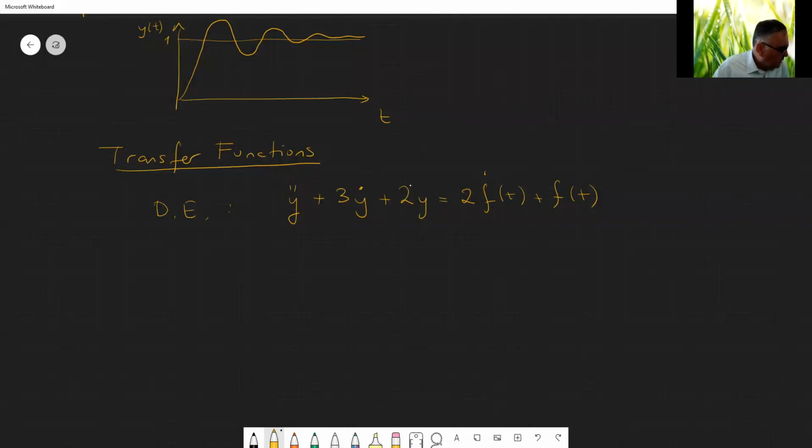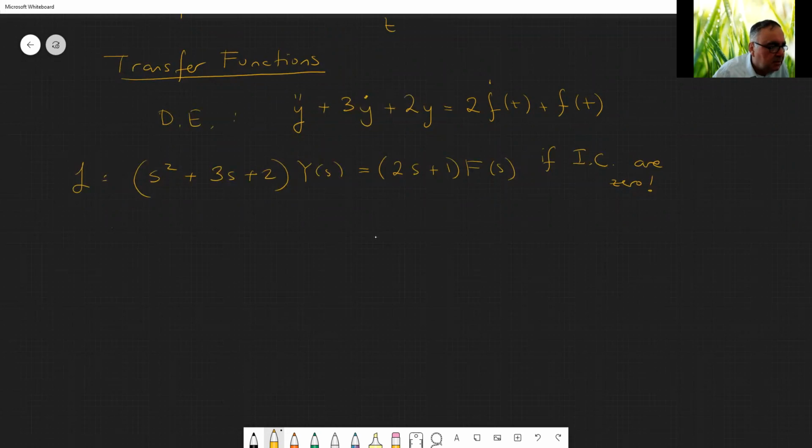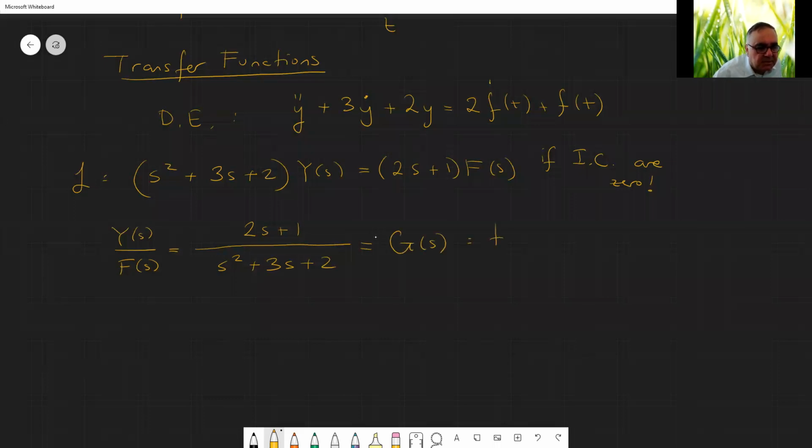Here, if you want to take the Laplace transform, what you do is the following. Let's say s squared plus 3s plus 2 times Y(s) equals 2s plus 1 times F(s), if, by the way, initial conditions are 0. And this is exactly what we do. We ignore the initial conditions. Therefore, we write Y(s) divided by F(s) equals 2s plus 1 divided by s squared plus 3s plus 2. We define this as the transfer function of this system.